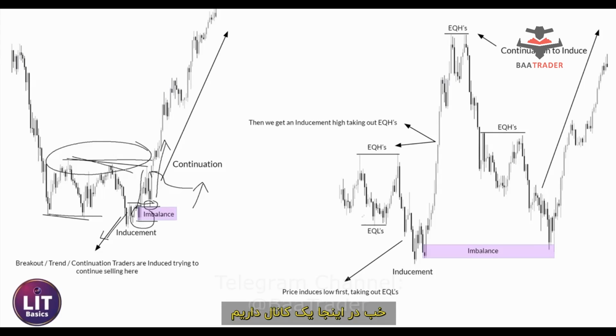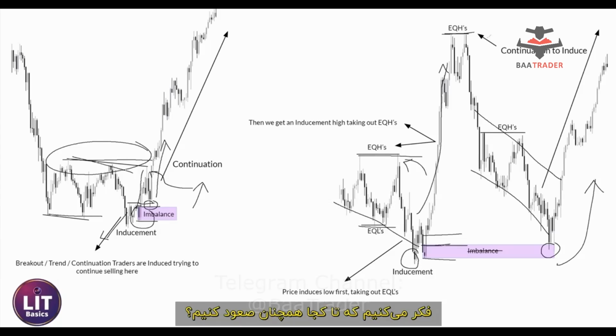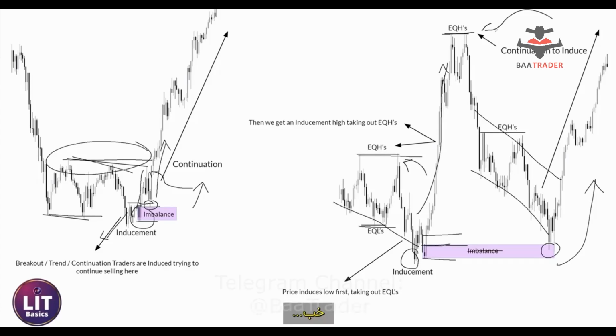So here we have channel, also equal highs for potential target, equal lows. We induce them, we continue higher, and we leave equal highs. Then coming into this, we have our channel. We come out of the channel, fill the imbalance, and mitigate the demand. So then we continue up. Where do we think we continue up to? Well, we're going to take out that one.